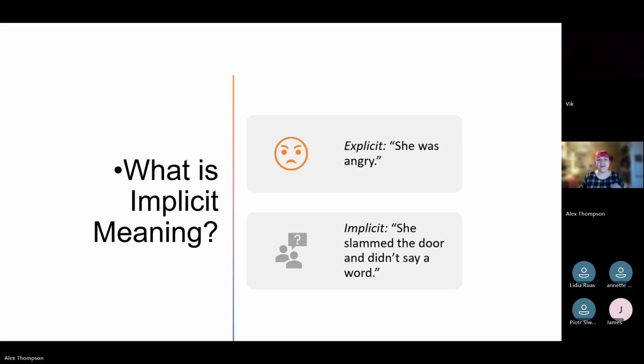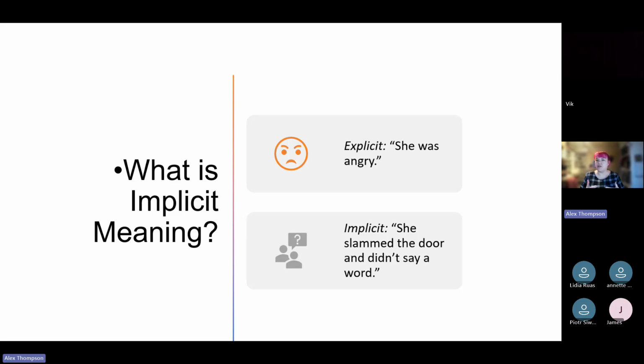So I'll give you two examples here. The first one is an explicit statement, so what I said about it being clear and being obvious. If I said she was angry, we know it's a person, it's in the past, and we know how they felt. She was angry. There is nothing to misunderstand about that statement. If, however, I said she slammed the door and didn't say a word, we can understand that this person may be angry, but it doesn't actually say that.